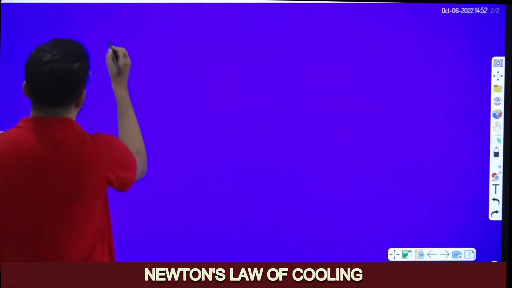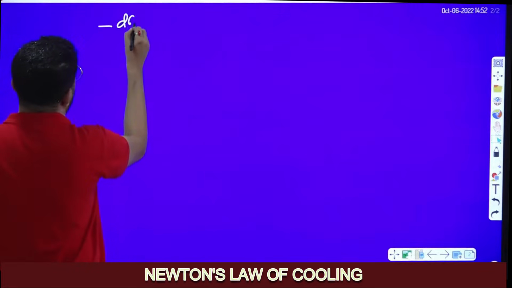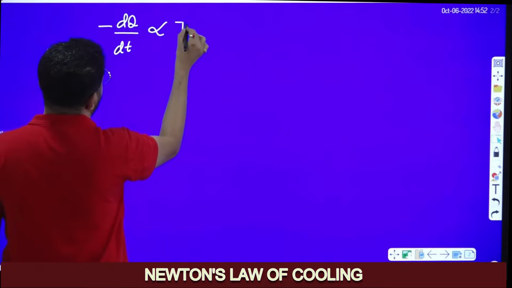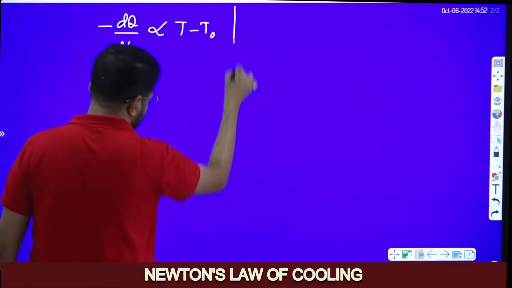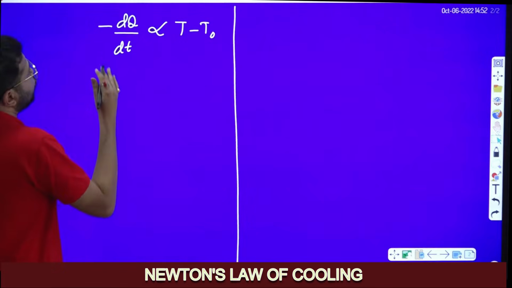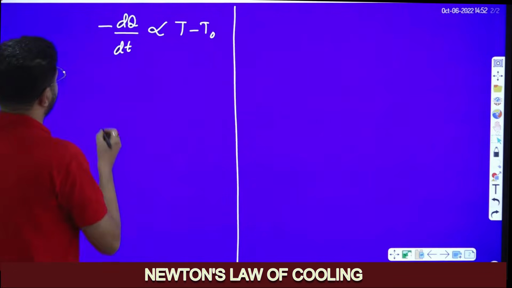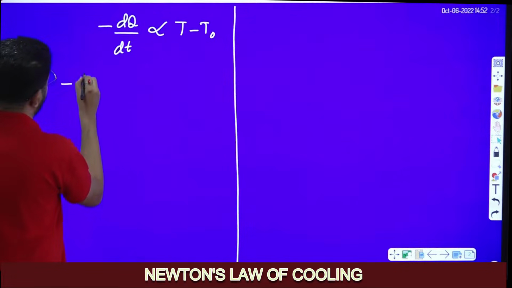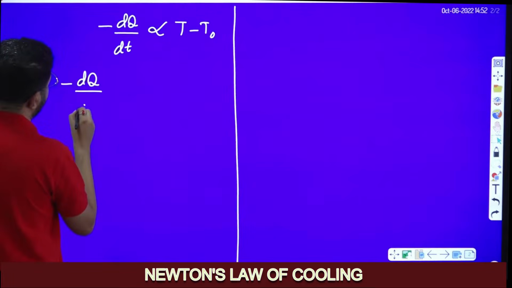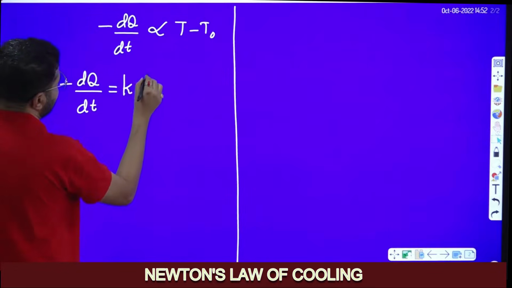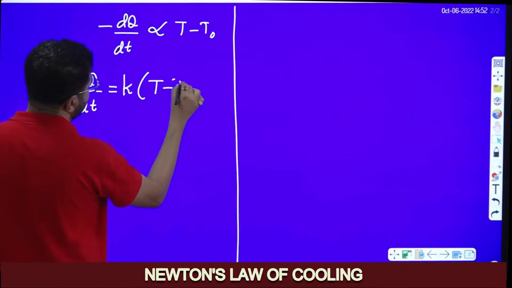So, what is the equation that we have written? The rate of loss of heat is directly proportional to the temperature difference T minus T naught. To remove this proportionality symbol, we introduce a proportionality constant, so that the equation becomes dq divided by dt is equal to some proportionality constant k into T minus T naught.